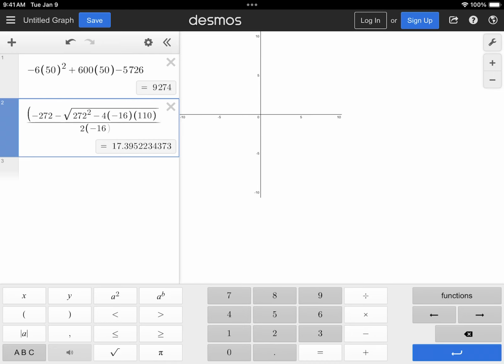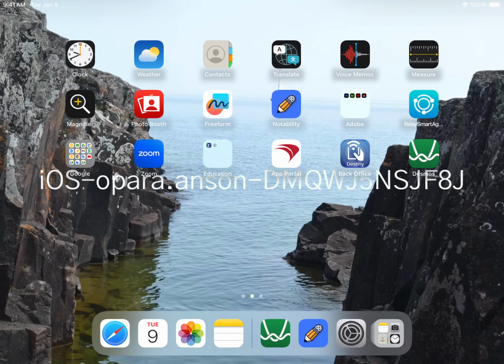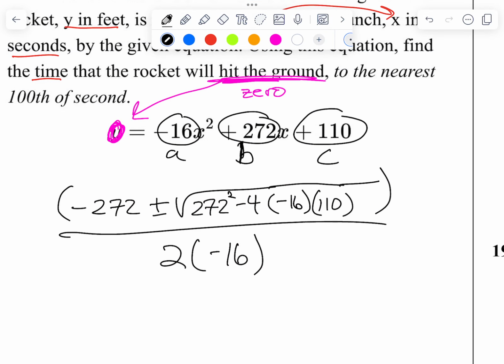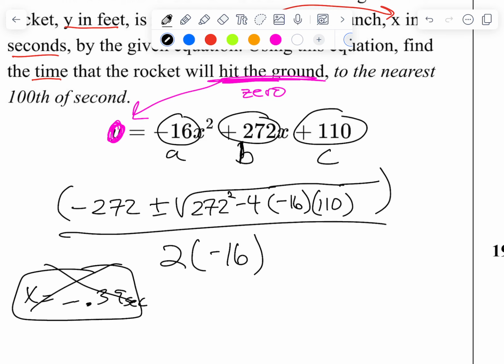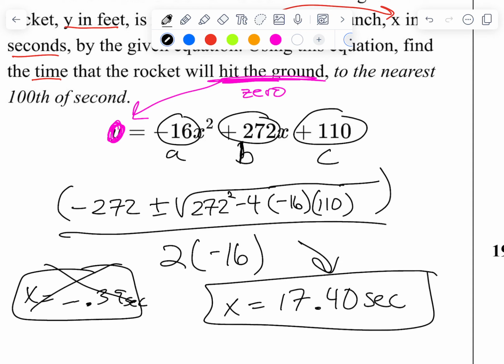But if I put a minus in here, I get 17.39 seconds. So if I'm looking at this with common sense, yeah, I get -0.39. That answer, really, I can't use it because it doesn't make sense. You can't have negative seconds, so that's why this one doesn't work. And the other answer is 17.39 or 17.4 if I round to 2 decimal places. So 17.40 seconds. So this is how long it's going to take until the rocket hits the ground.